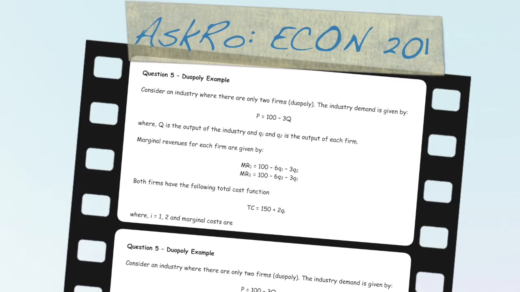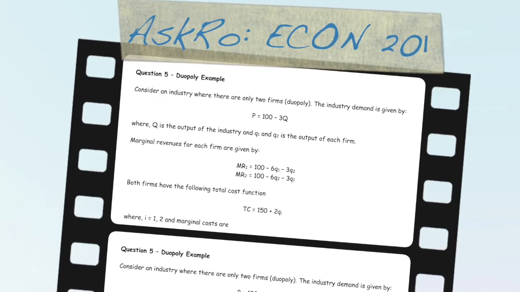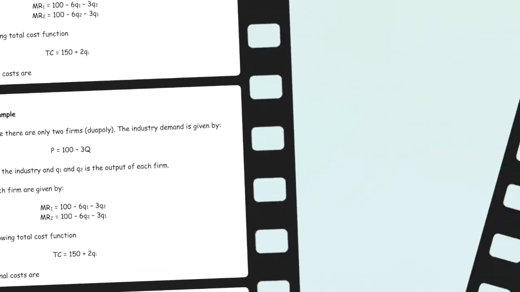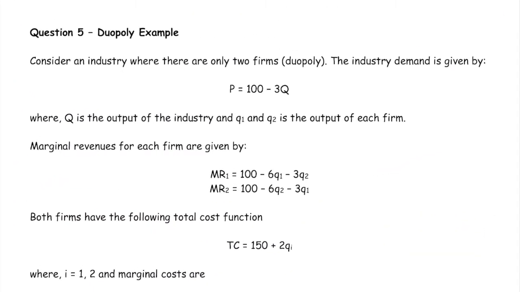So here I was asked a question for ECON 201, Introduction to Microeconomics. Question number 5. Let's have a look. Consider an industry where there are only two firms, a duopoly. The industry demand is given by P equals 100 minus 3Q, where Q is the output of the industry and Q1 and Q2 is the output of each firm.